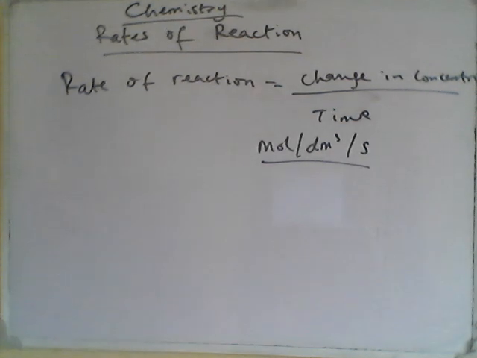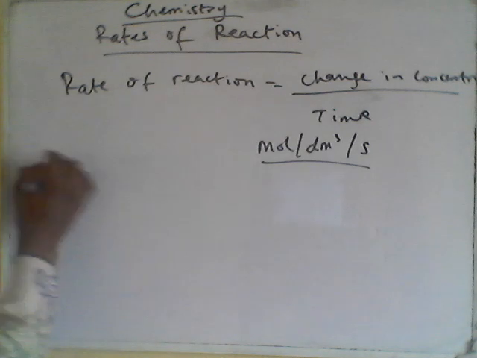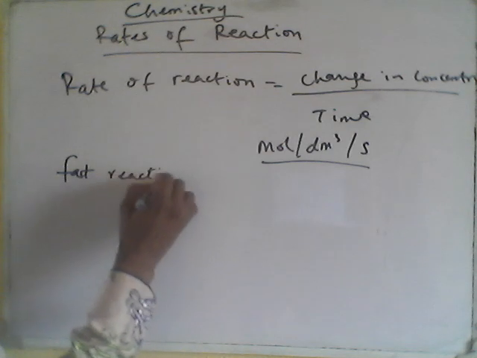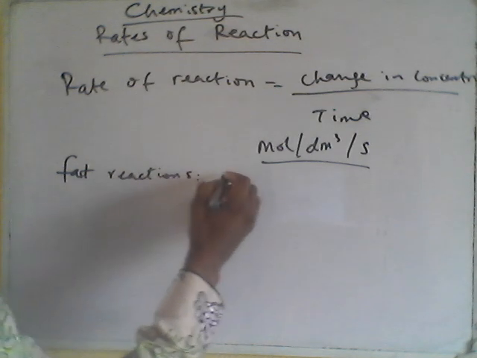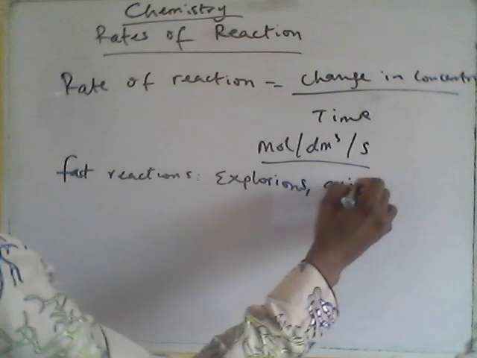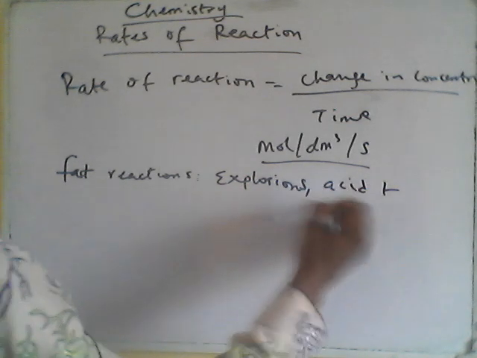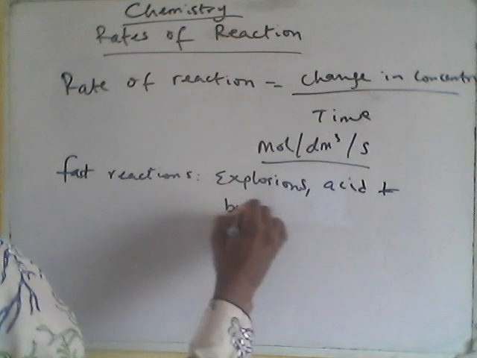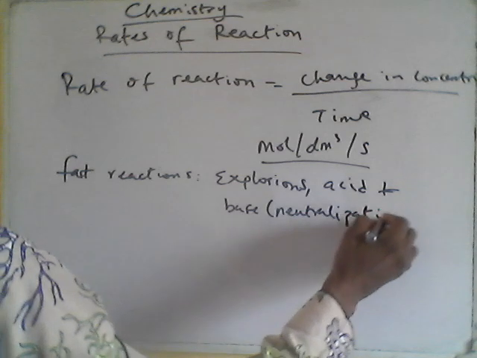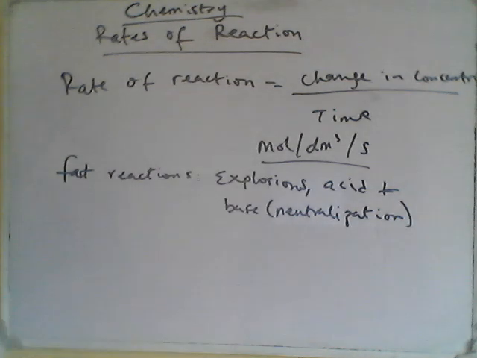Okay, so examples of fast reactions. Reactions that occur in a very short time are explosions and acid reacting with base. This kind of reaction, acid and base, is known as neutralization. We've done that, just check the video for this particular topic. So acid-base reactions, which are termed neutralization reactions, are very fast.